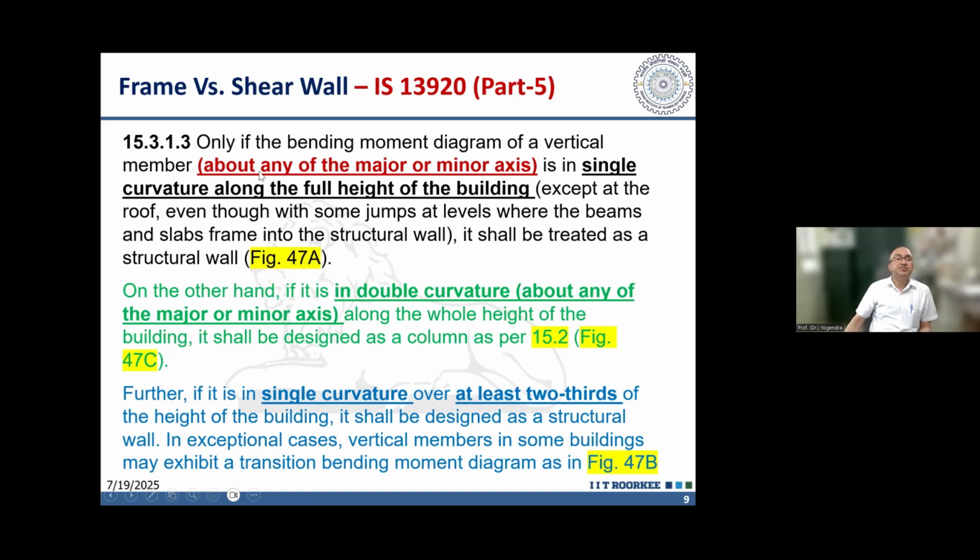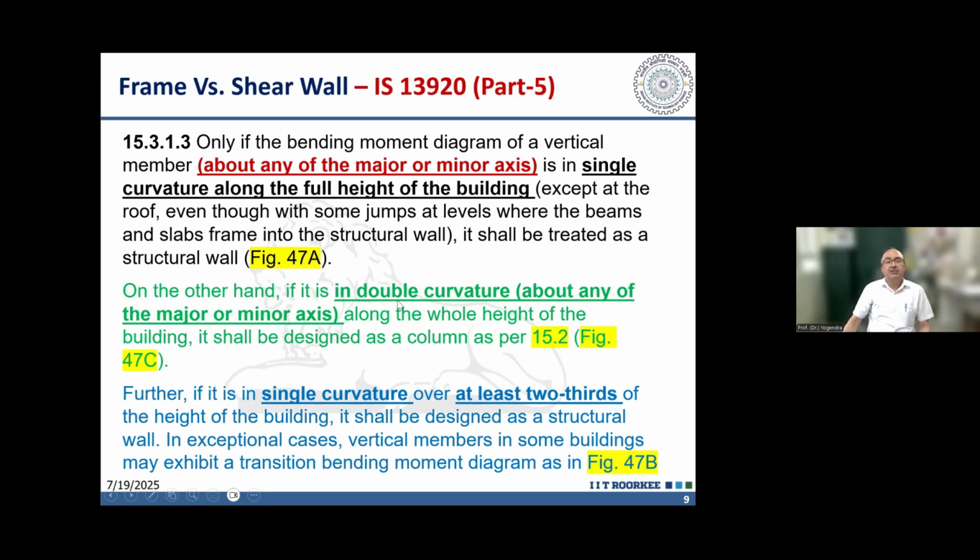So that means that if it is having single curvature along major axis and double curvature along the minor axis, still it will be considered shear wall. So in case of shear wall, it is possible that in out of plane bending it may undergo double curvature, whereas in plane bending it may be in single curvature.